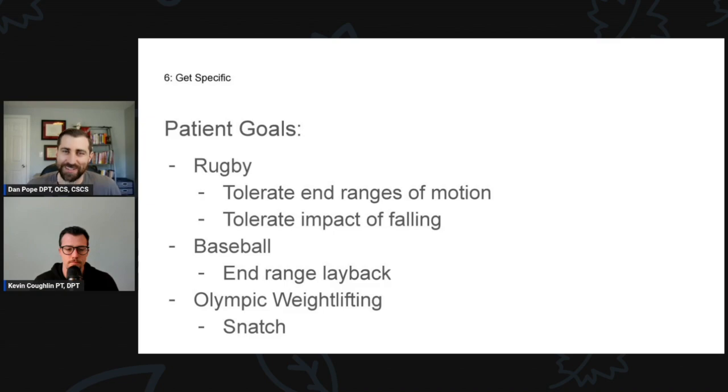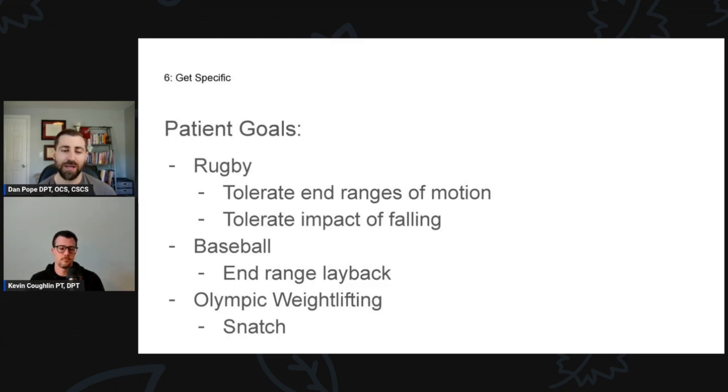Number 6 is getting specific. And this is usually a little bit later on in terms of rehabilitation. So early on, you're trying to calm things down a little bit, restore range of motion, restore baseline strength. Eventually, they're going to get closer and closer back to their activities. And depending on what they want to get back to, you may have more or less of a tall task, right? So if someone wants to get back to rugby, that's a lot, right?